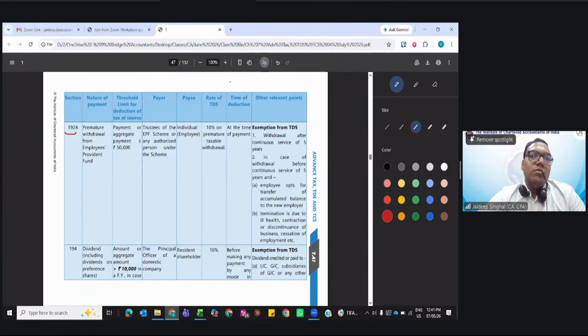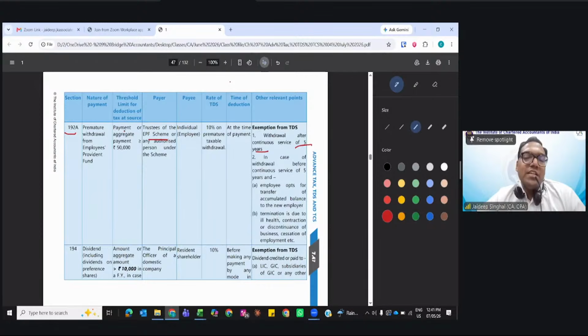Right? Or let's suppose earlier you were working in company A, now you are working in company B. You are transferring your PF from one company to the other company. Is that taxable? It is non-taxable. Clear? So it says if the PF authority and PF scheme is providing you, now see, if it is withdrawal after 5 years, then it's always non-taxable.